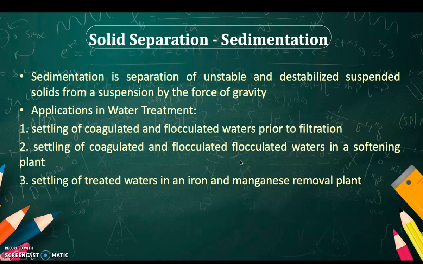So the next process is solid separation. Here we can see sedimentation is the separation of unstable and destabilized suspended solids. The application in water treatment is to settle the coagulated and flocculated water. When you use coagulation and flocculation, it will form floc. So sedimentation is important to settle those coagulated particles and also floc, to settle down this coagulant. And then settling of treated water in an iron and manganese removal plant.